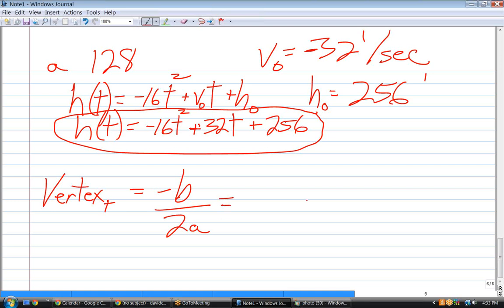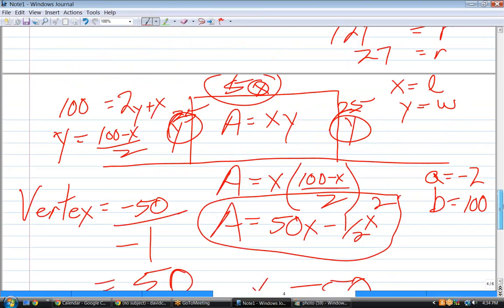So what is it here? It's minus 32 over 2 times minus 16. That's minus 32. So the vertex comes when t is equal to 1. 1 second. 1 second after you throw this rock, it hits its peak and starts falling.